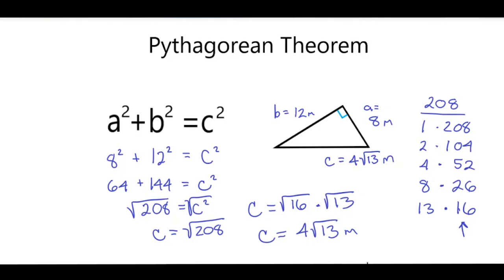And that is how you use the Pythagorean theorem to find the length of C in a right triangle. Hope that helps.